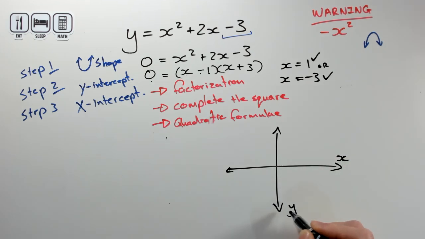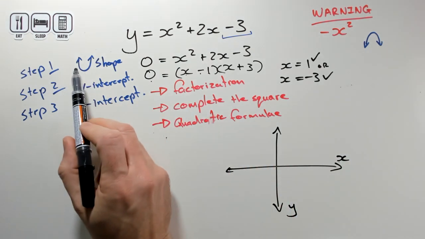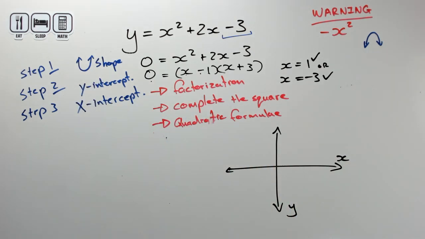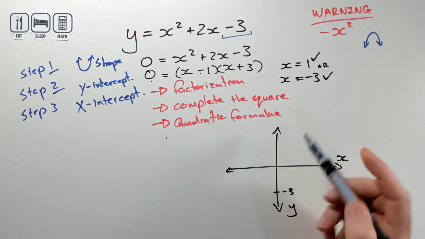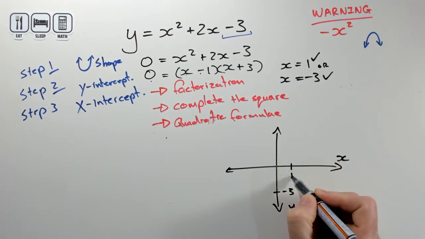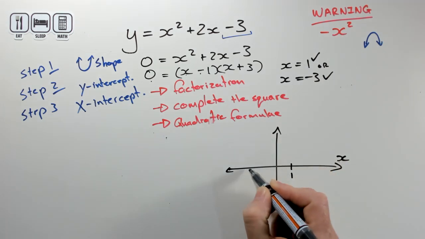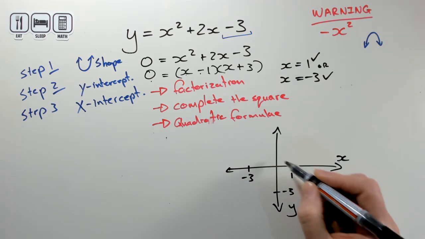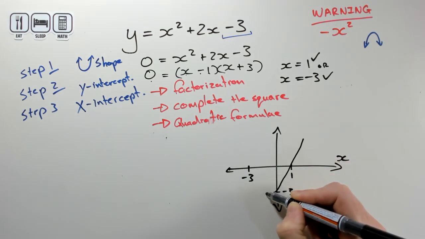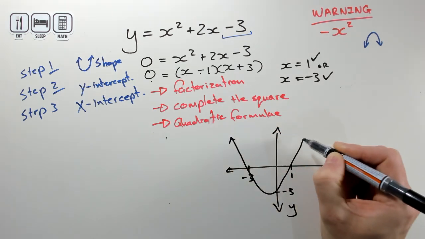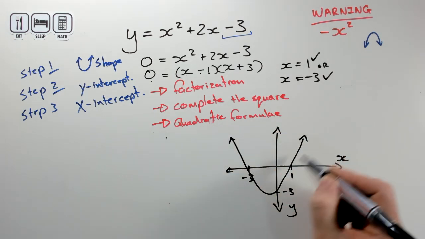X and Y. And what do I know? I know the shape and I know the y-intercept. So the y-intercept is going to be here somewhere at negative 3. And my x-intercepts are 1 and negative 3. So 1 would probably be here and negative 3 would be maybe there. And then I have my shape, which would go down like this and up like this. So that would be it.